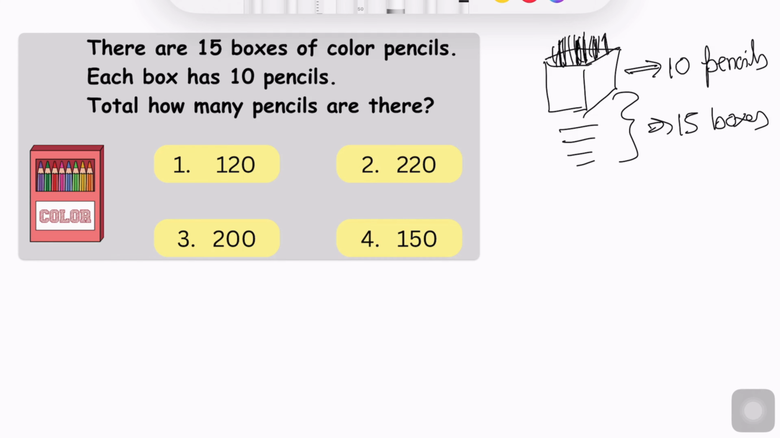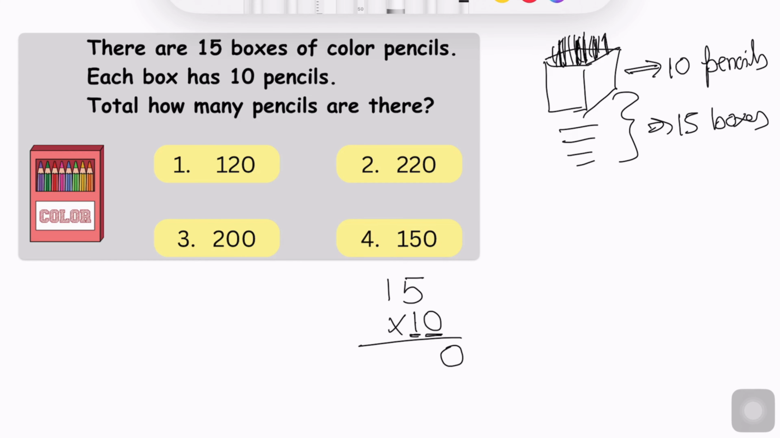So if we want to know in total how many pencils there are in 15 boxes, we will simply multiply. So this is a question of multiplication. So we will multiply 15 by 10. Okay, so here we have 0 in the end. So whenever you multiply and there is a 0 at the end of any number, you simply write that 0 and multiply with this number.